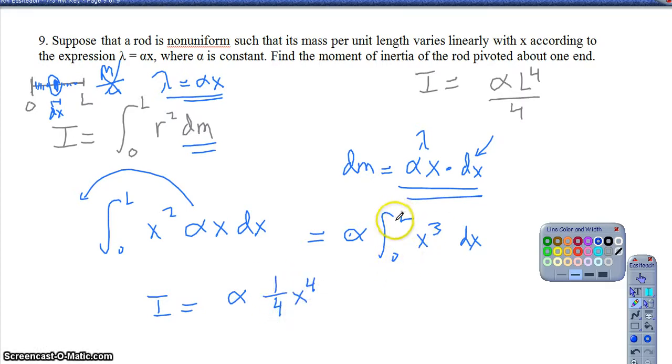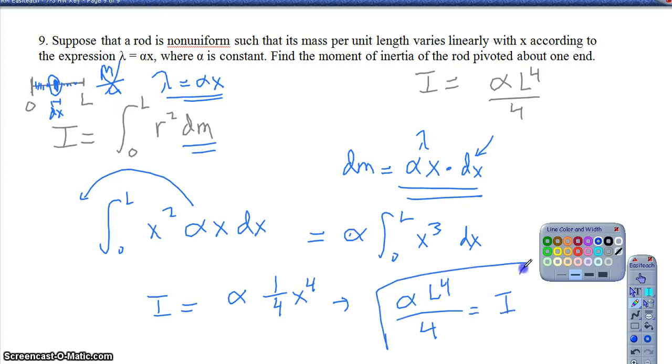Since I'm going from 0 to L, I plug in both 0, which would cancel that out, and I plug in L, which would obviously then make this alpha times L to the fourth over 4. So I substitute L and move it to the top of the fraction, and that's where I got my final answer of alpha times L to the 4 over 4.